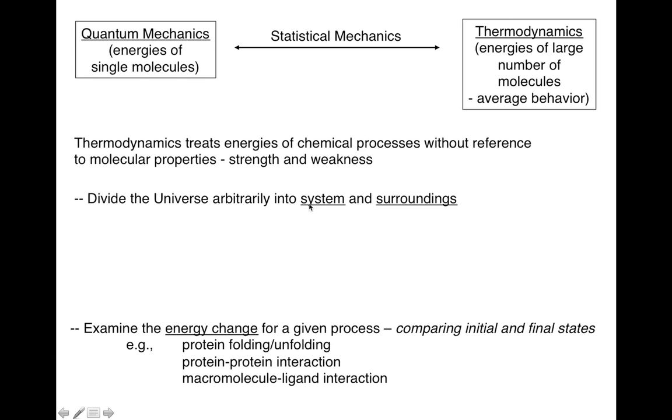Now, the way we do this is we divide the universe in an arbitrary way into the system that we're studying and the surroundings. So it's a kind of arbitrary construct, but practically the system will be, let's say, what's in our test tube, and then the surroundings will be everything else.